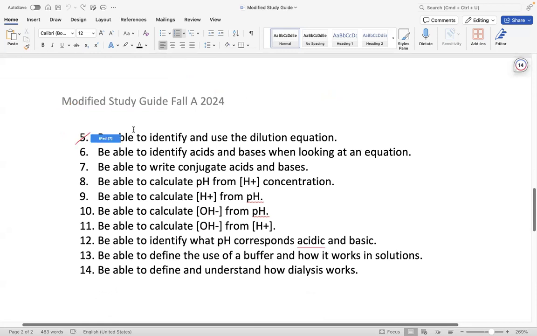All right, we did an example of the dilution equation. We identified acids. We wrote the conjugate. We did all this stuff in our practice, and we're going to do it in the lab. This, I just want you to remember that 0 to 6 is acidic. 7 is neutral. 8 to 14 is basic.